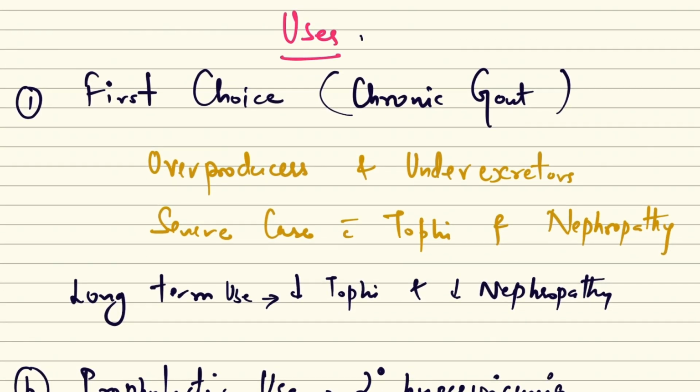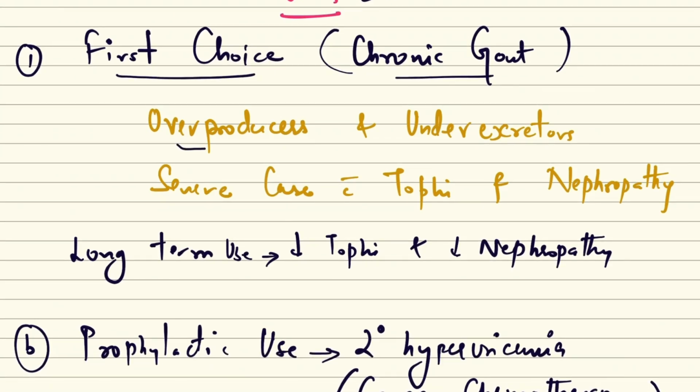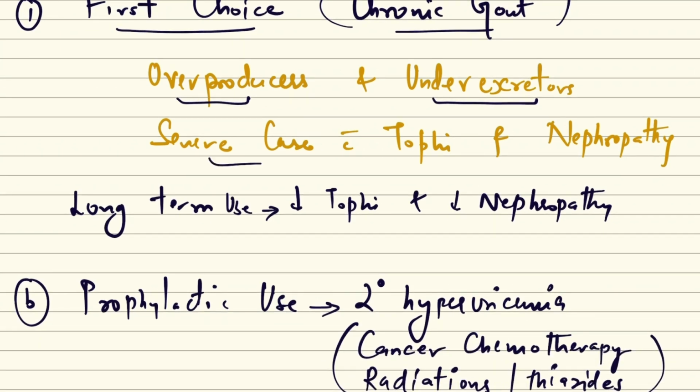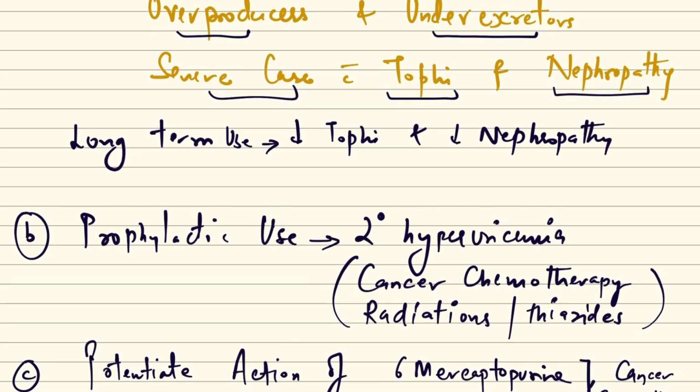About the uses of allopurinol, it is the first choice drug in chronic gout. It is prescribed for both overproducers and under-excretors of uric acid. It is prescribed in severe cases, in those cases where there is a lot of tophi formation, and in patients with nephropathy. Long-term use of allopurinol reduces the incidence of tophi and nephropathy and even reverses the nephropathy.